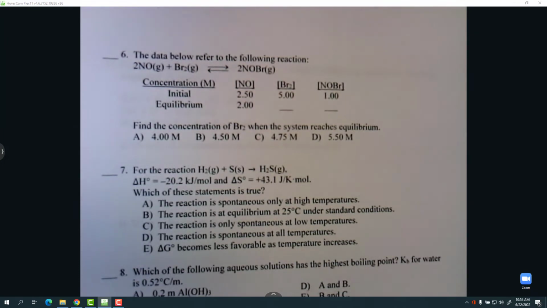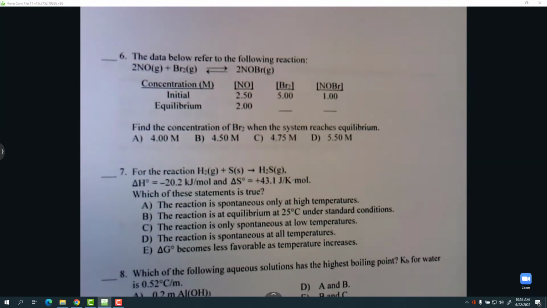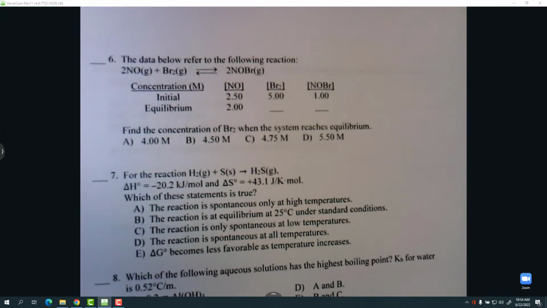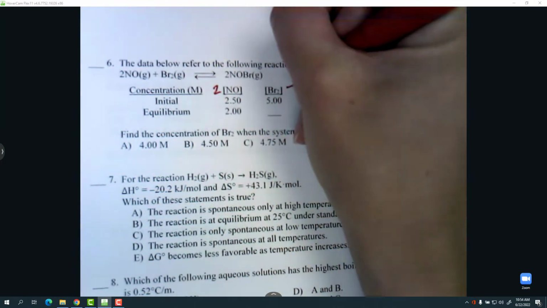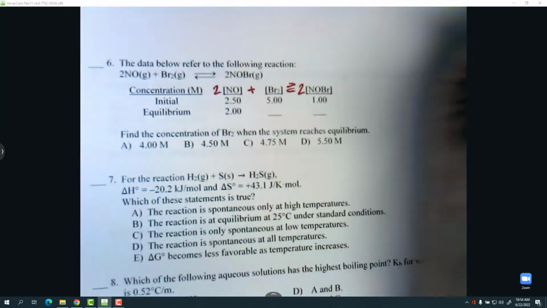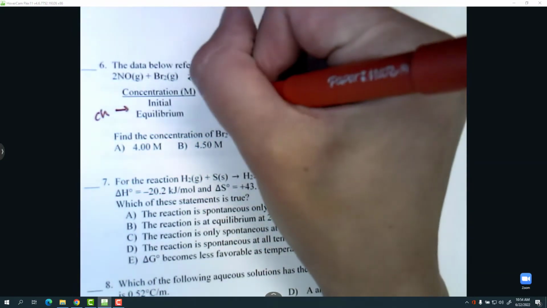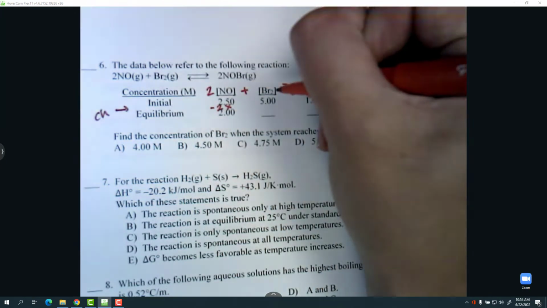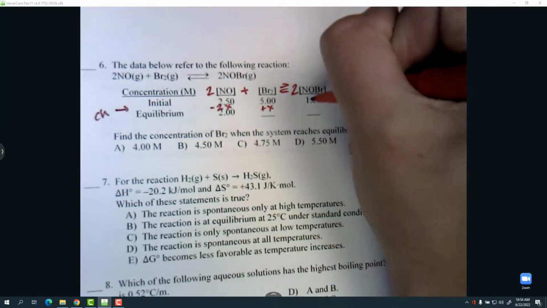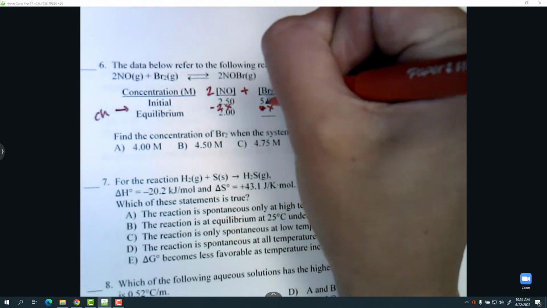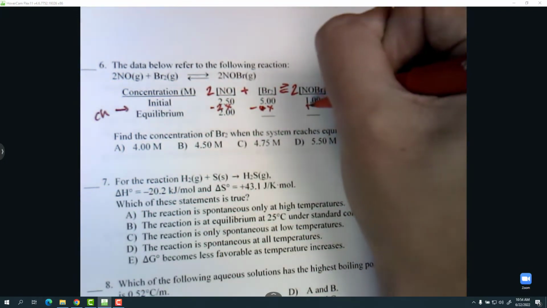Page 2, the data refers to the following reaction. Find the concentration of Br2 when the system reaches equilibrium. Okay, so they gave me something that kind of looks like an ice table here. I'm going to kind of finish it by making this really the equation at the top and sort of squeezing in a change line here. And so this would be like minus 2x, minus x, and plus 2x.